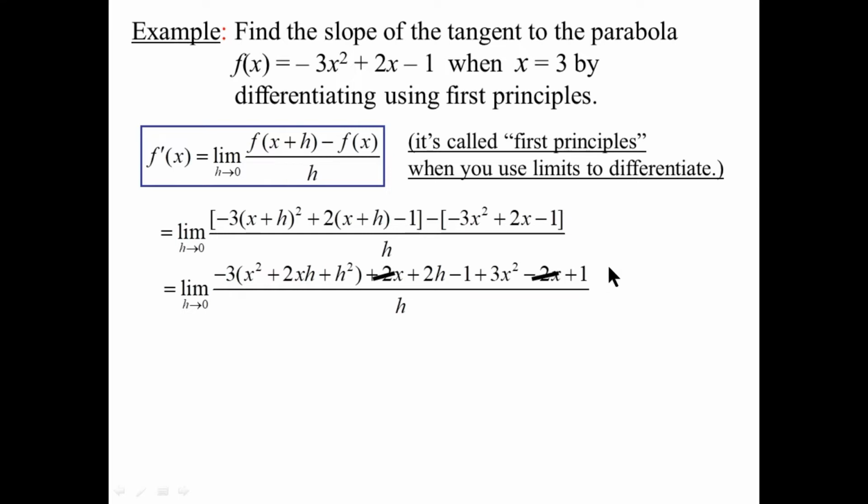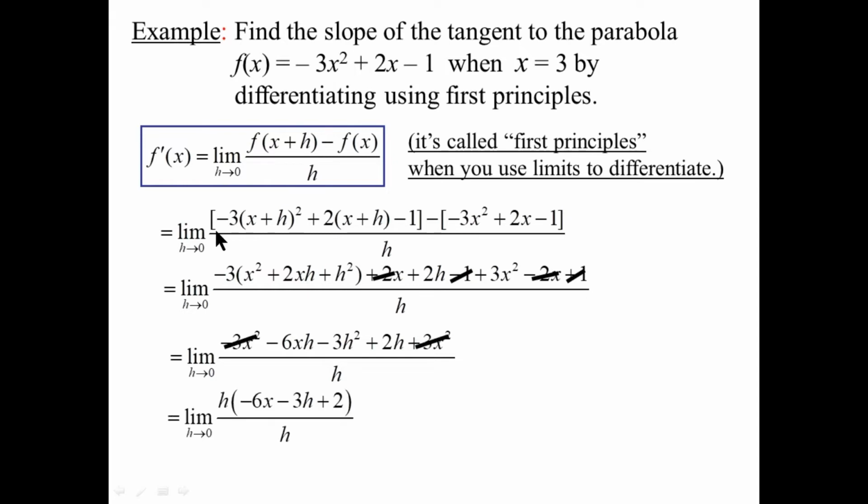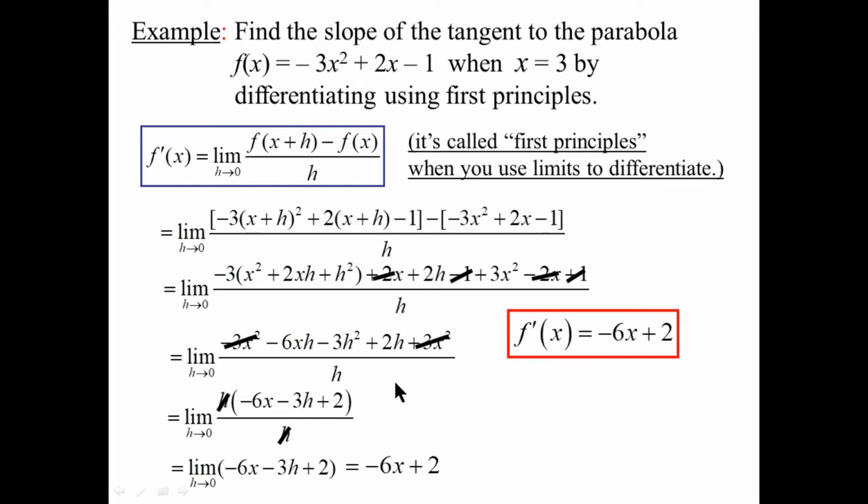And it appears we have some canceling or offsetting to take care of here. These two offset. This pair offsets. And on the next line, we'll distribute in negative 3x squared minus 6xh minus 3h squared plus 2h plus 3x squared. We've got some more offsetting happening. Common factor out the h, and then cancel the h and take the limit. Take the limit means sub in 0 for h, because it says the limit as h approaches 0, so this will become vapor. And we have minus 2x, we have minus 6x plus 2. So we can say f prime of x is equal to minus 6x plus 2.